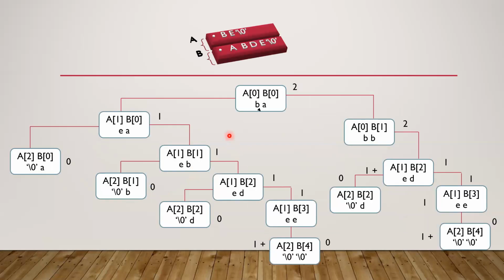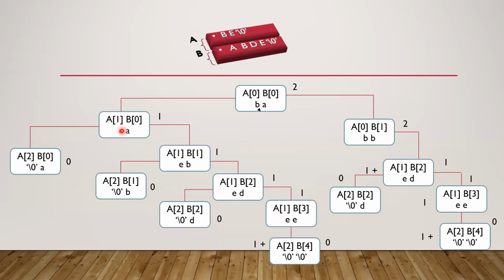Initially, we compare A0, B0 and find out that they are not equal. So it will make two different recursive calls, where A will move to the next character and B will remain the same. And in another one, B will move to the next character and A will remain the same. Out of these two calls, whichever gives the maximum, it will take that result.